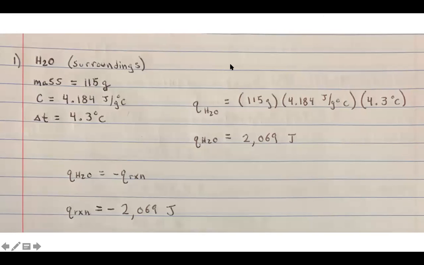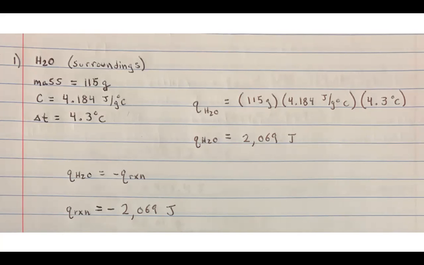Okay, and so we were told a lot of information about our water, which in a coffee cup calorimeter is our surroundings. So the mass of the water is 115 grams. We know that because 115 milliliters, using the density of water being 1 gram per milliliter, it's just 115 grams of water. Okay, the specific heat capacity, C of water, is 4.184. That was given. And we were told that the temperature increased by 4.3 degrees Celsius, right?